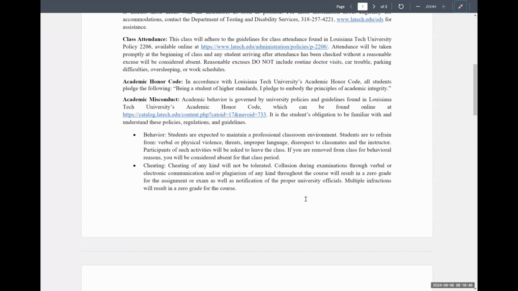Cheating, there's an official policy here. I am not a fan of cheating at all. I will do any and everything in my power to make sure that someone that's caught cheating fails this class. Just to be real clear about it.